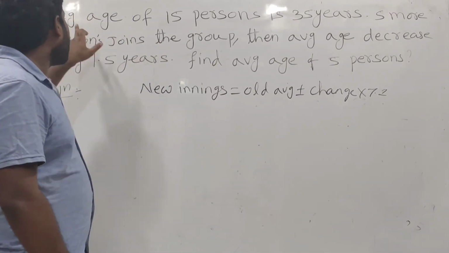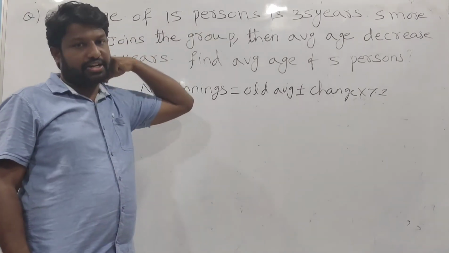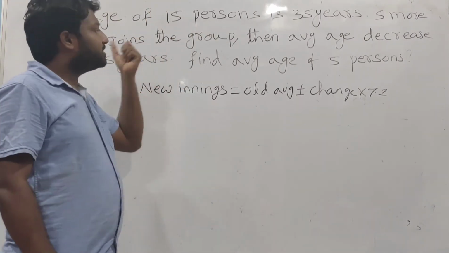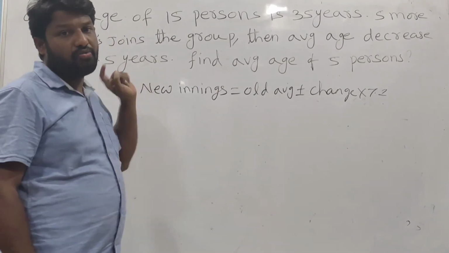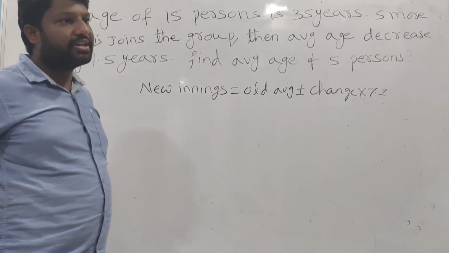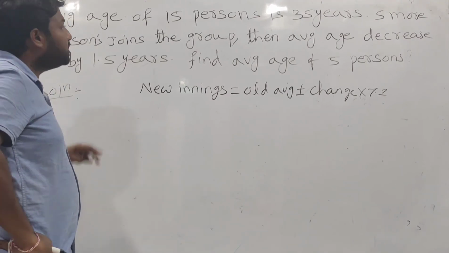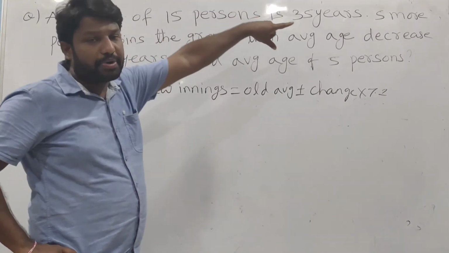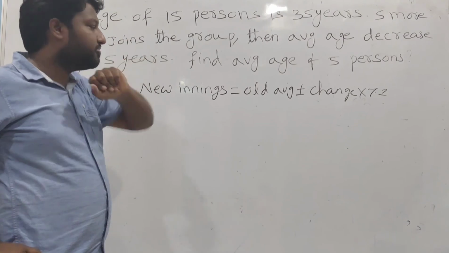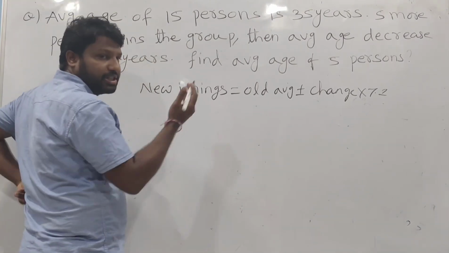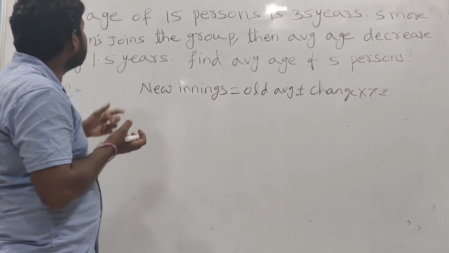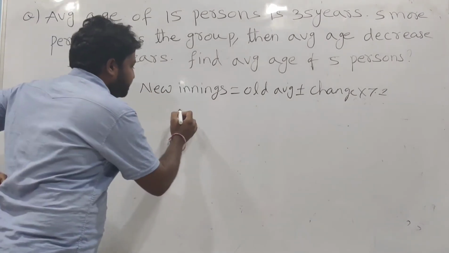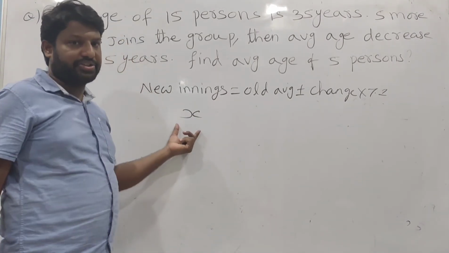Now what have they given? Average age of 15 persons is 35 years. 5 more persons join the group. So 5 people have joined the group. Then the average decreases by 1.5 years. Then find the average age of the 5 persons. Now see this. First, initially how many people are there? 5 more people are joined. Now I am taking those 5 persons' age as X.